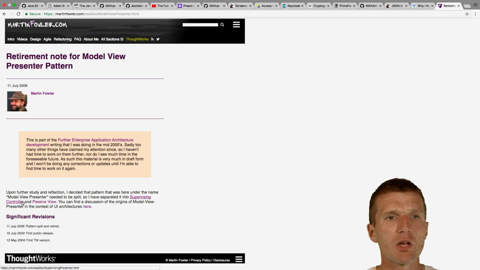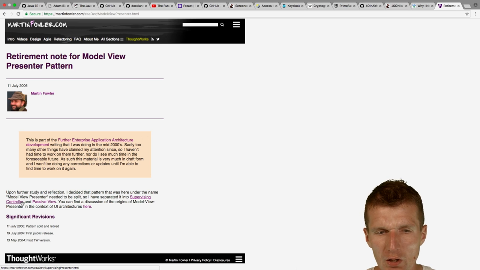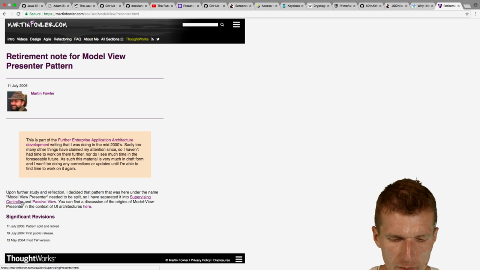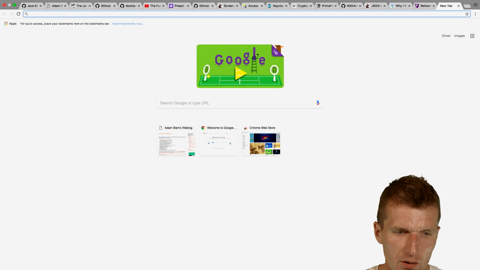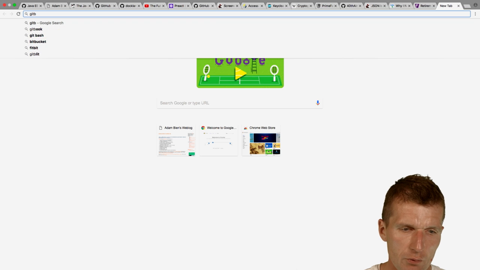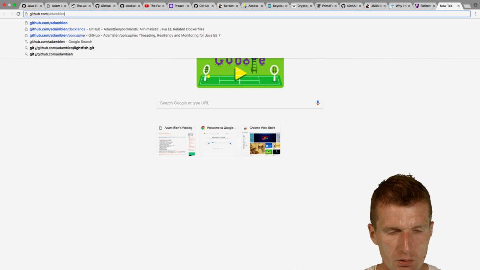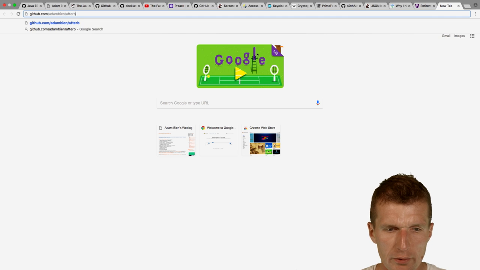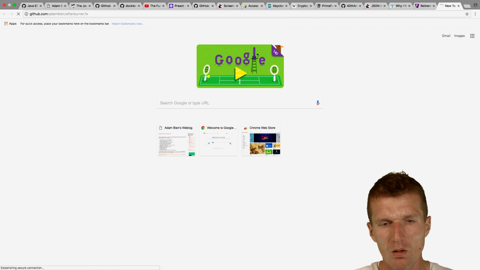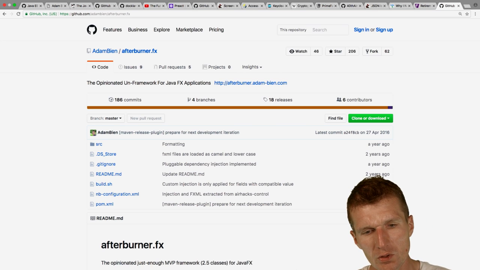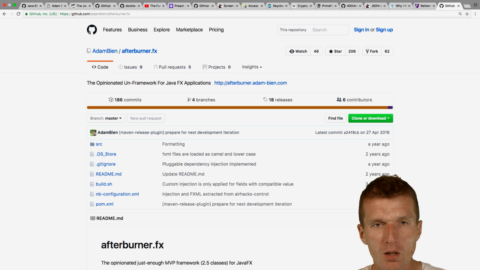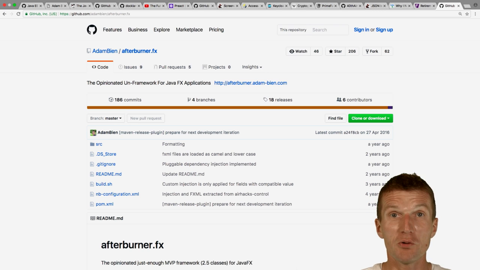And I don't think this is dead at all. So to give you some examples, I'm also maintaining a framework, and this framework is called Afterburner, and has nothing to do with JavaScript. It is a JavaFX framework, but for unknown reasons, it is very popular.